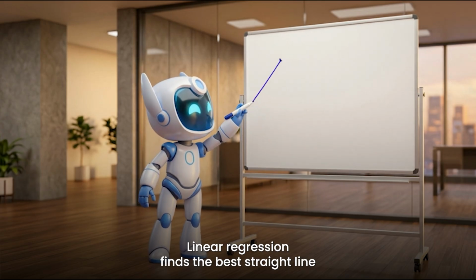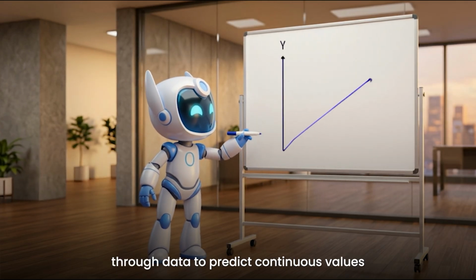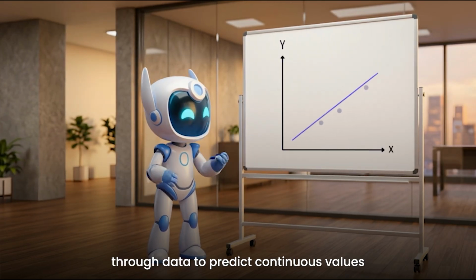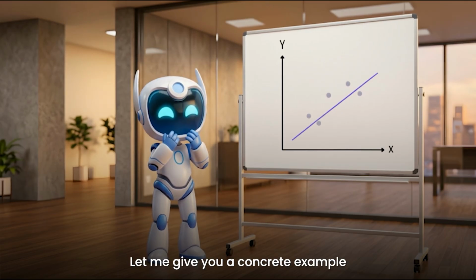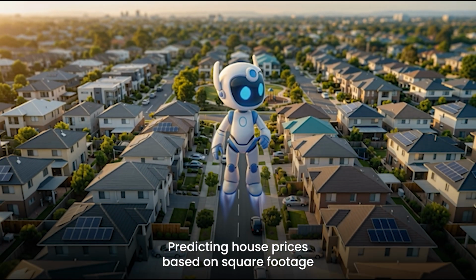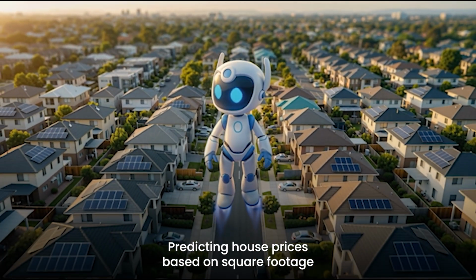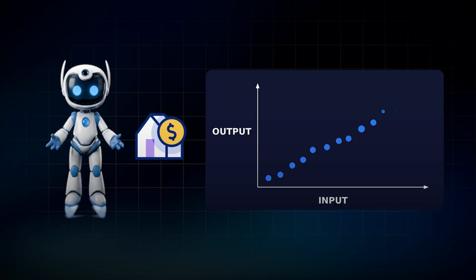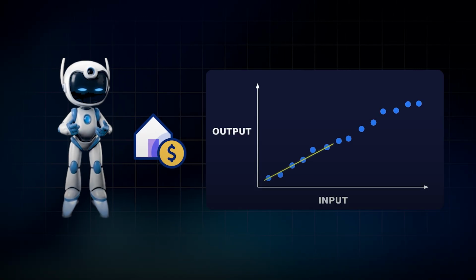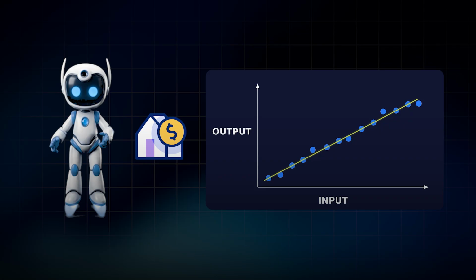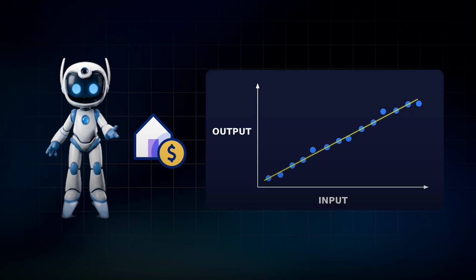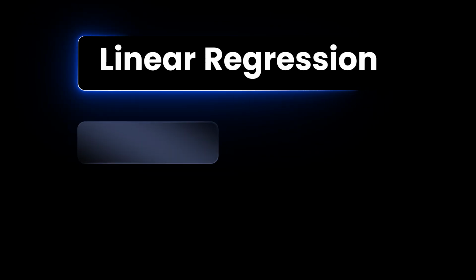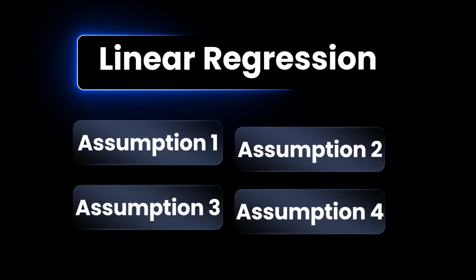Linear regression finds the best straight line through data to predict continuous values. Let me give you a concrete example. Predicting house prices based on square footage. The algorithm draws a line that minimizes prediction errors. It reduces the gap between what we predict and reality. But here's the critical part. Linear regression makes 4 key assumptions.